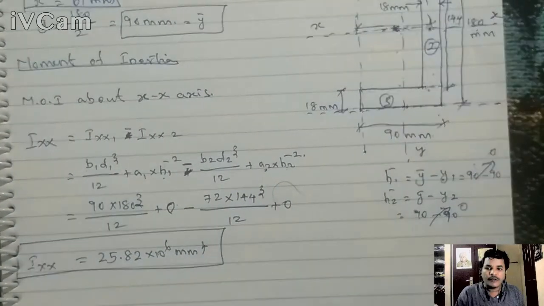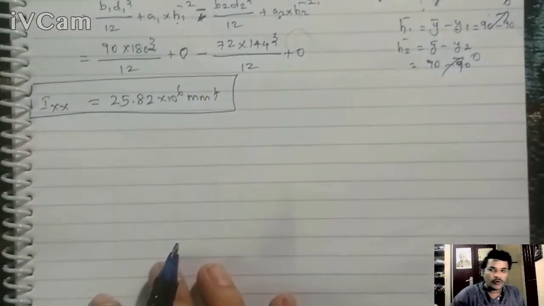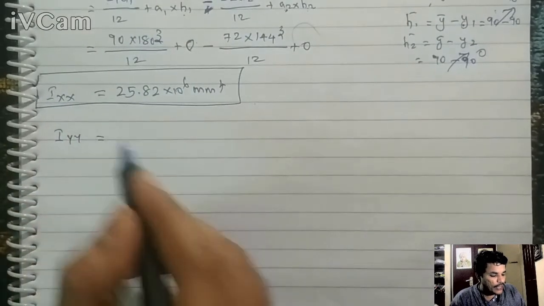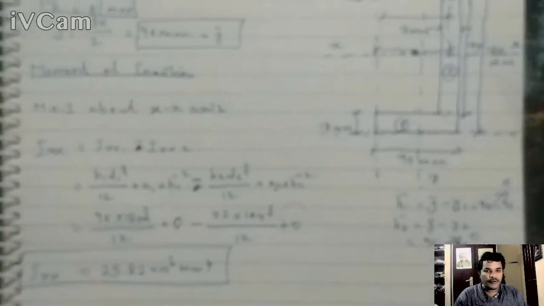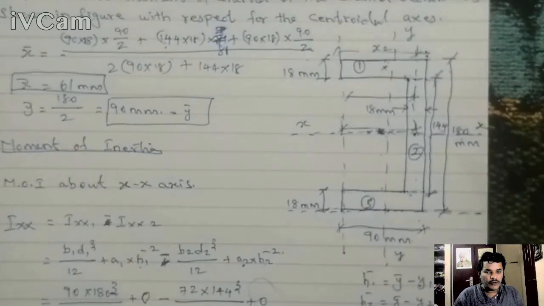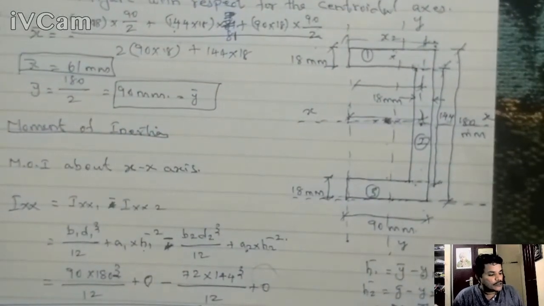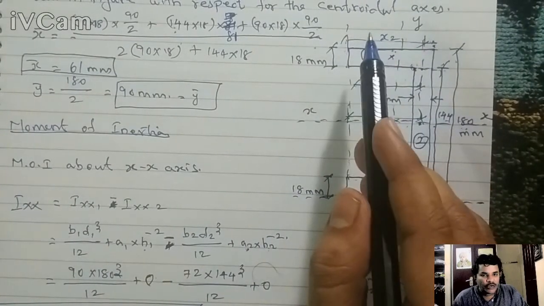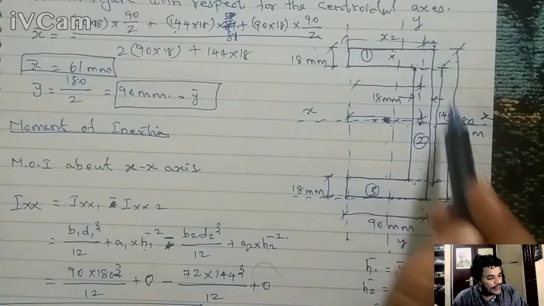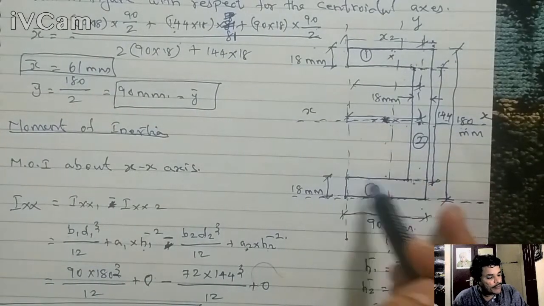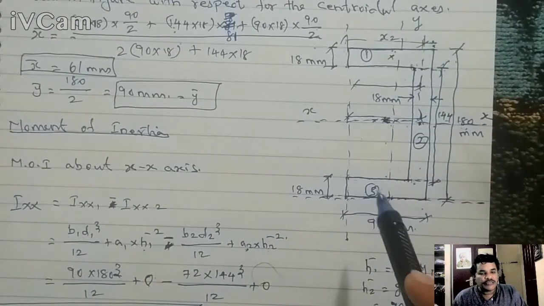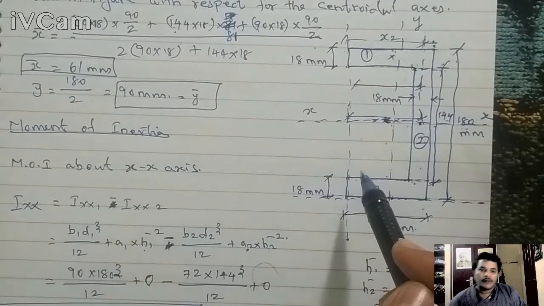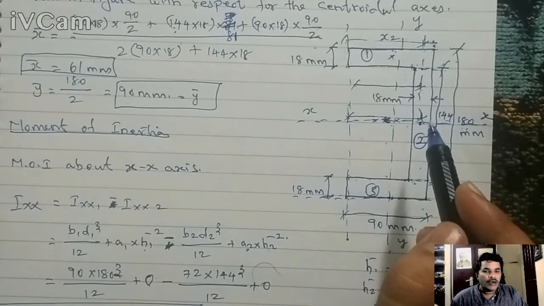Next I am going to calculate the moment of inertia about the y axis, Iyy. Here I am going to use the same formula, the same principle. I am not considering section 1, 2, 3, only two: the big rectangle, that is the outer box, minus the inner box. So here what are h1 bar and h2 bar?